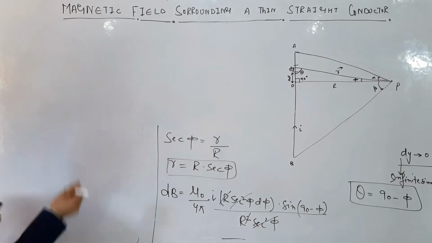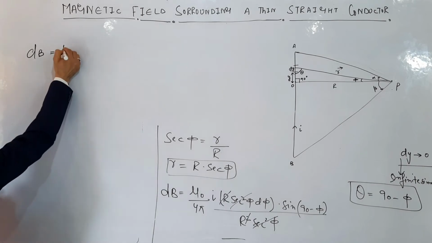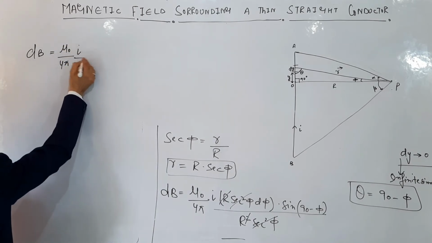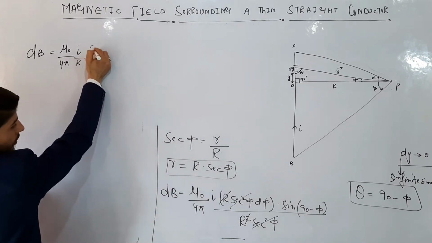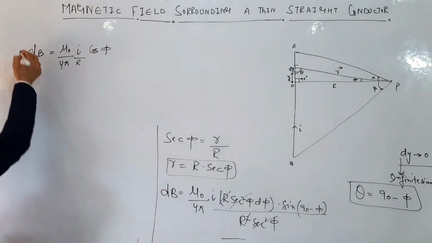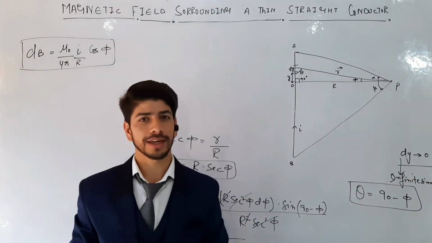Now what will be the value of dB? The value of dB will be equal to mu naught upon 4 pi, I upon capital R, cos of phi. Now it's the value of the magnetic field due to small current element.